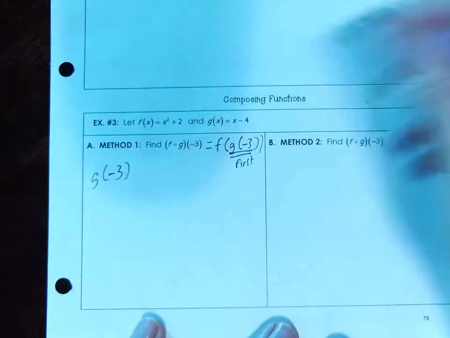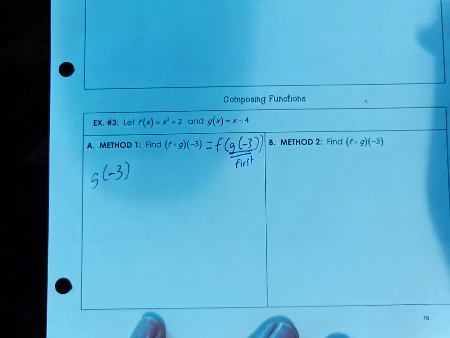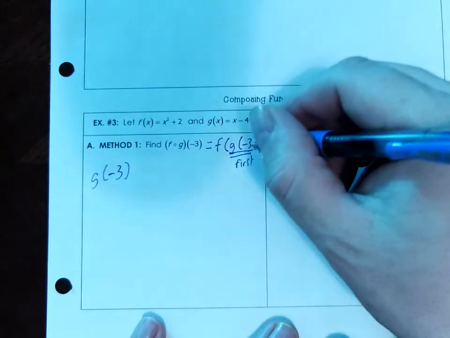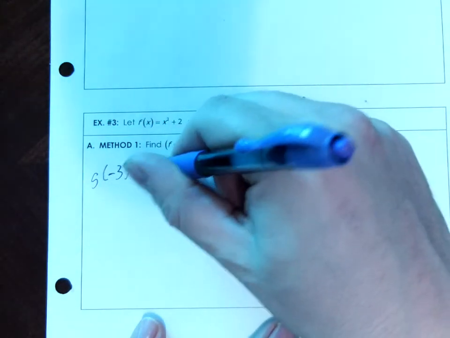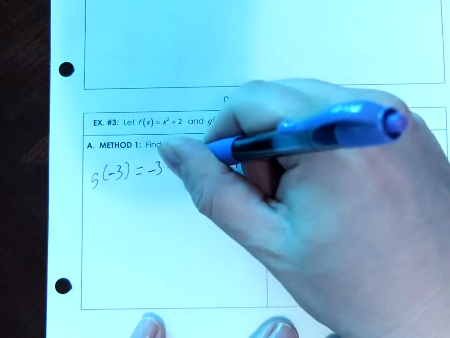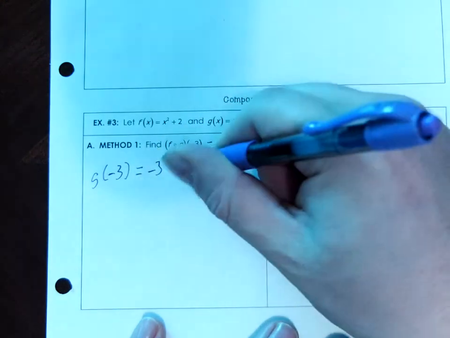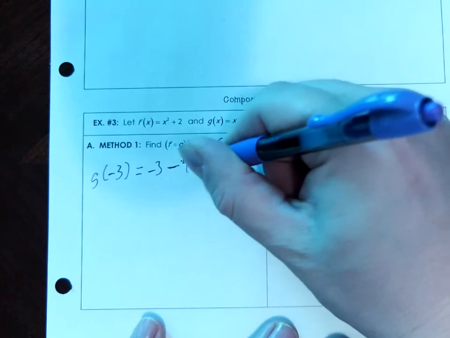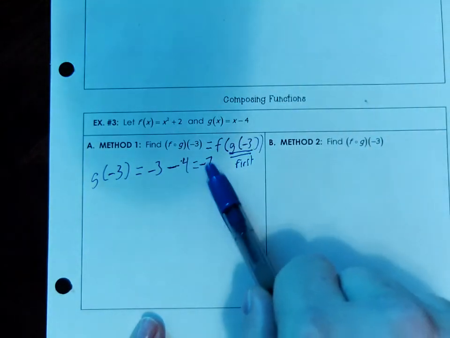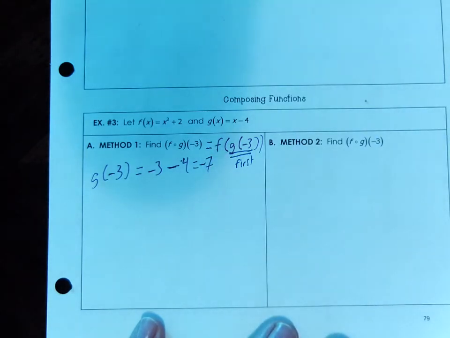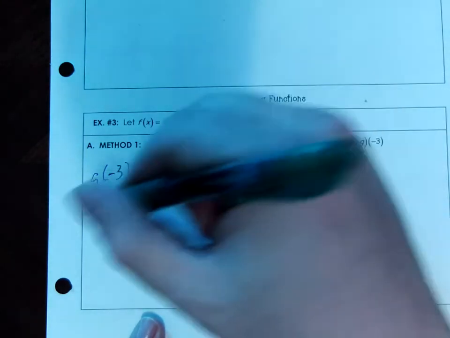So this is method 1 for evaluating composition functions with a number. So g of negative 3, we put negative 3 in for x, is equal to negative 3 minus 4, which equals negative 7. What we're going to use now is this value that we just got, this negative 7, and we're going to do f of negative 7.